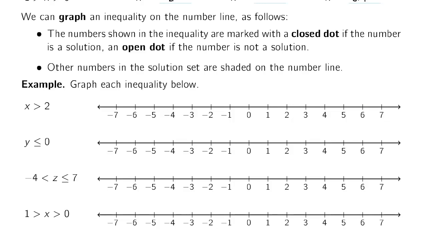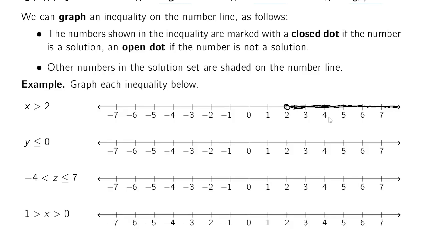To graph an inequality on the number line, we take the numbers shown in the inequality, we mark them with a closed dot if that number is a solution, so if equals is allowed, an open dot if that number is not a solution, and then we shade the other numbers that are solutions. So here I have x is greater than 2. I'll put an open dot at 2, and then I'll shade all the numbers that are greater than 2.